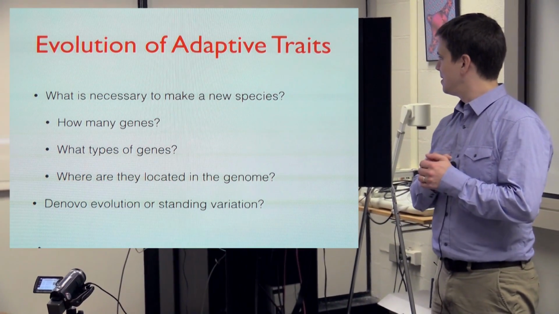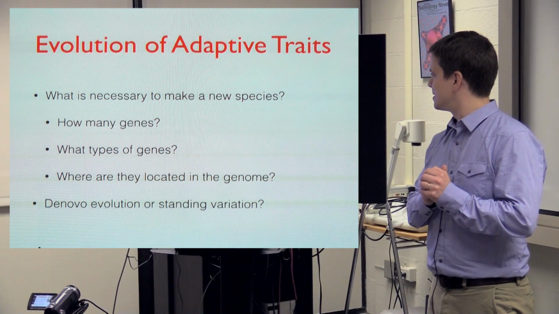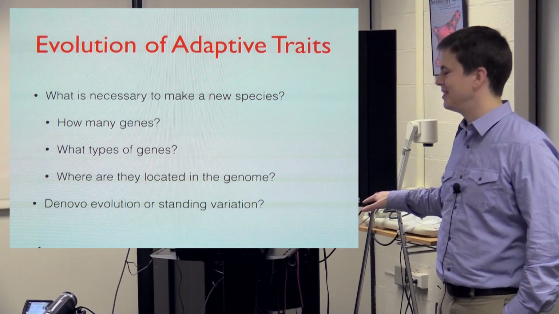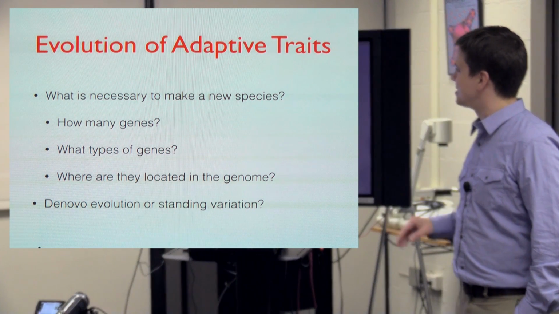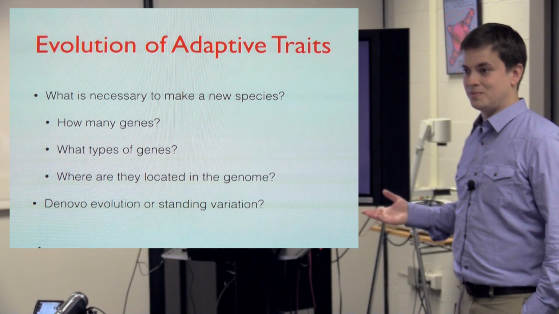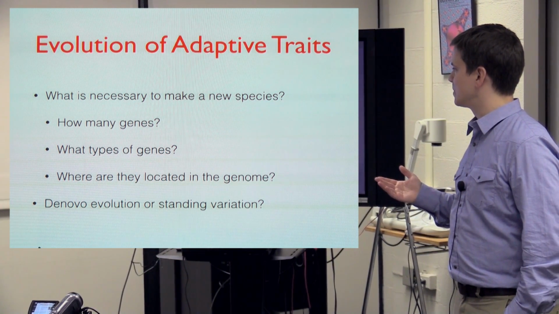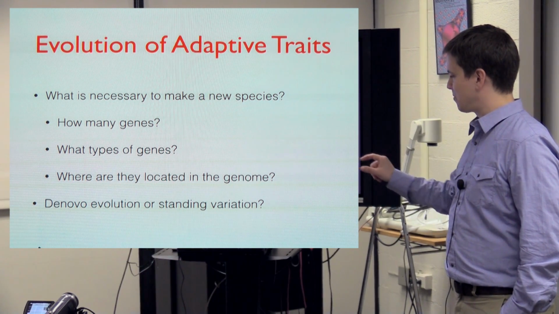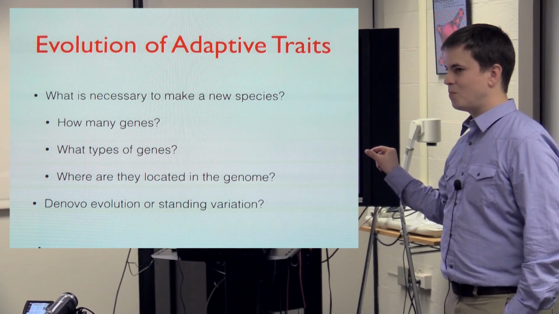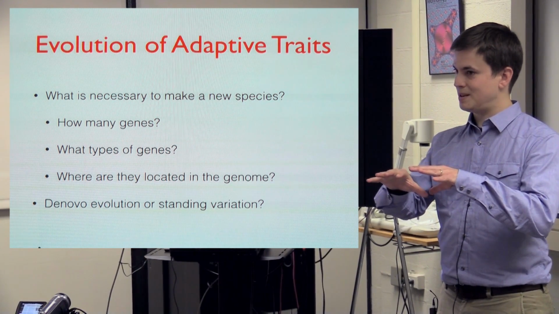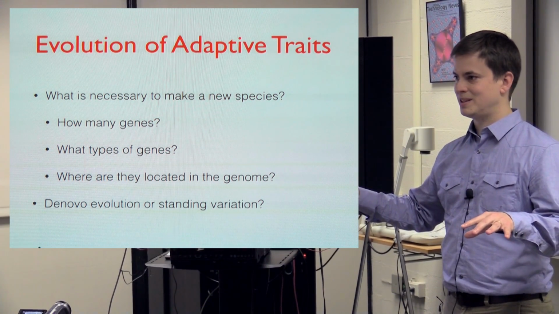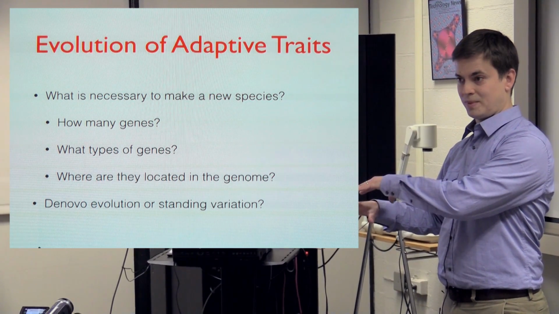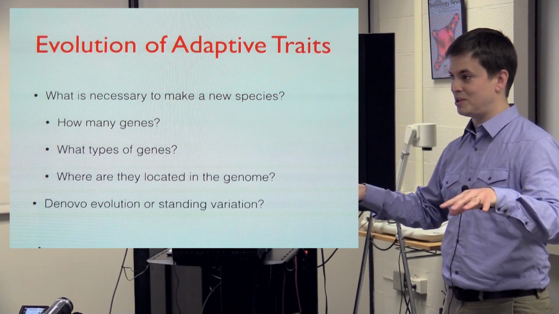Okay, so moving on to evolution of adaptive traits. I'll show like 5 examples of sort of the same study you'll see. There's lots of work trying to understand what makes a species genomically. So how many genes, what types of genes, where they are located in the genome, and then this other final question: say you have 2 populations and they now inhabit different environments, when they become new species, is that because they've evolved new genes de novo, like separate mutations have occurred in different populations that make them different?